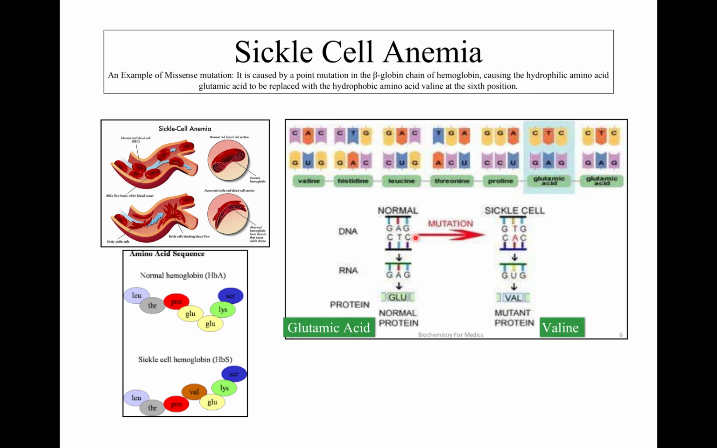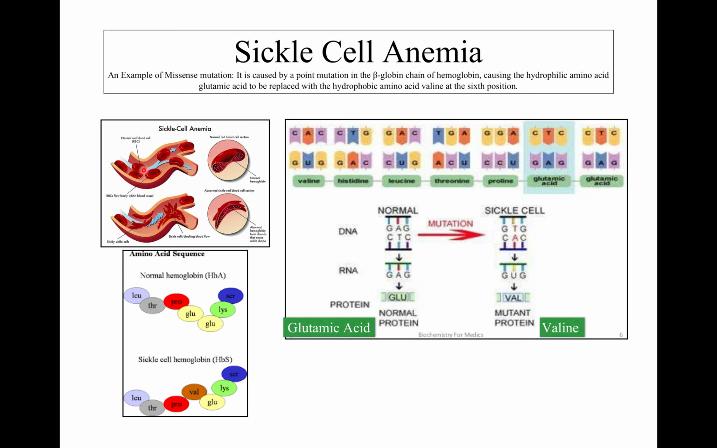So here the normal sixth codon codes for glutamic acid, so it is a normal protein. But now in place of GAG there is a GUG, so it will code for valine. It is a mutant protein. So here glutamic acid, and here it is valine. If there is a valine, then it will cause sickle cell anemia.